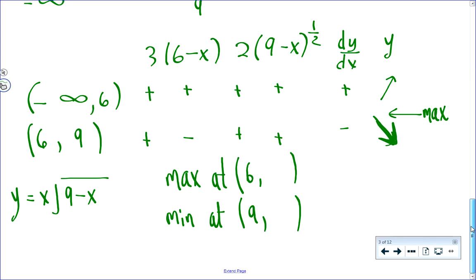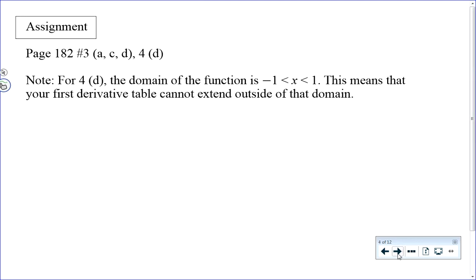I hope you were able to follow all of that. On page 182 you can do 3A, C, and D, and 4D. For 4D, be very careful. I'm telling you the domain for 4D.